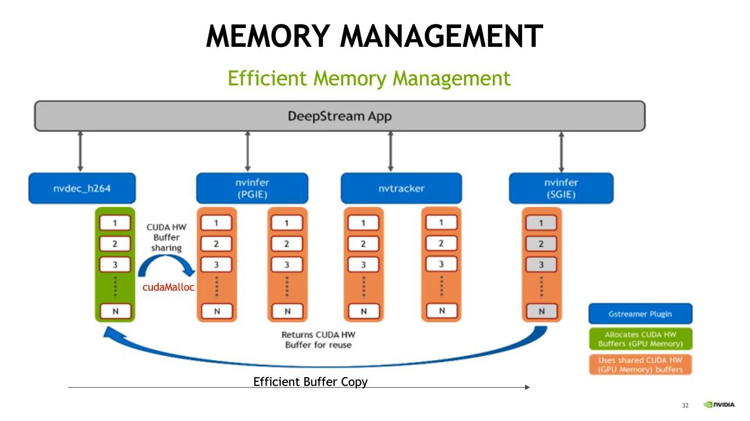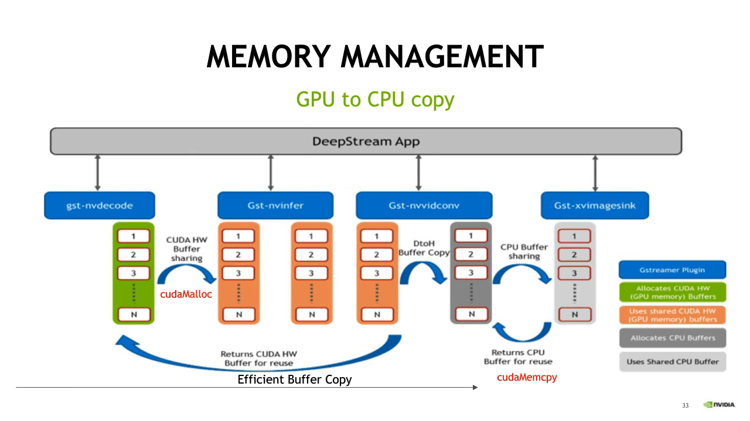If the plugin requires data to be accessed in the CPU context, we would need to copy frame data from GPU to CPU memory using the CUDA memcpy API. We provide the same mechanism for shared buffers once the data is in either CPU or GPU space.